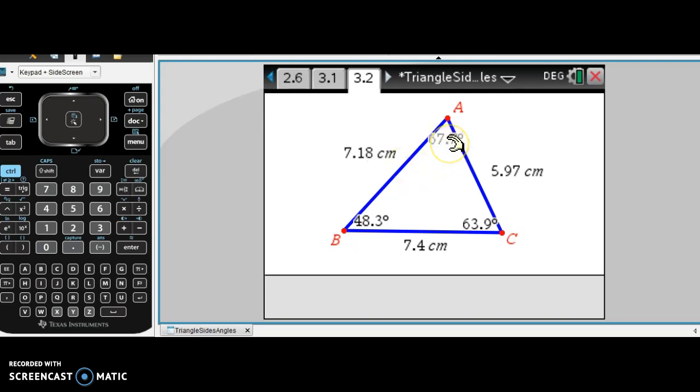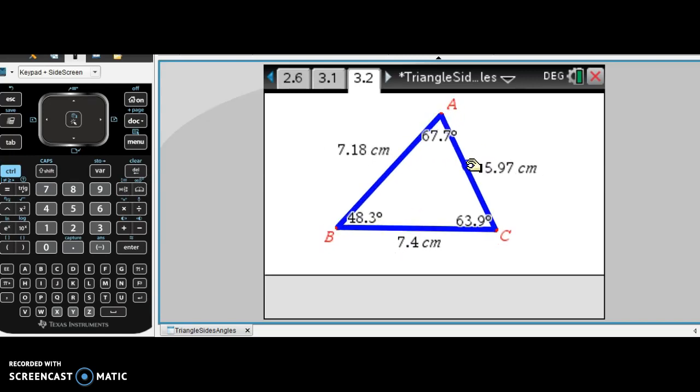I want to change angle A. Unfortunately, with this program, I can't just take the side and move it. It's going to end up moving the whole triangle. So what I'm going to do to change angle A is actually move point C. You'll see when I do that, that's going to cause the other angles to change. But my focus, keep in mind, is on angle A.